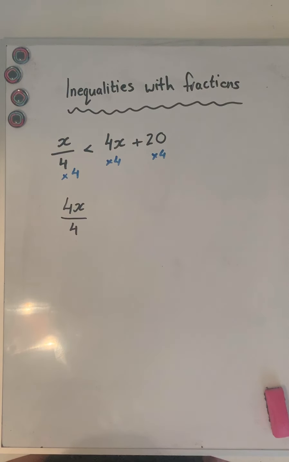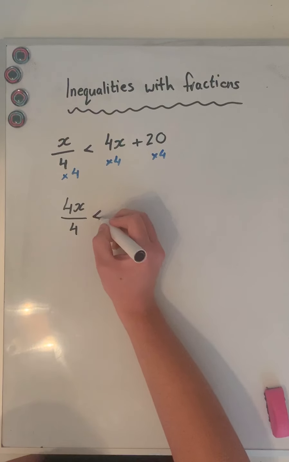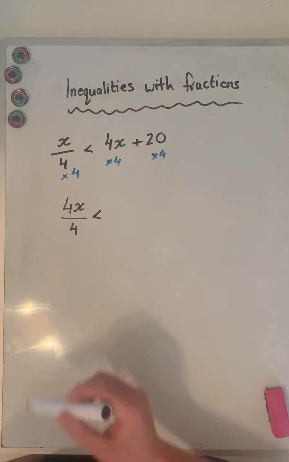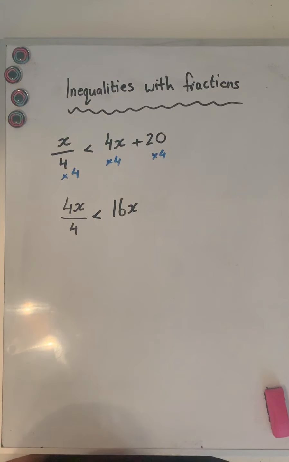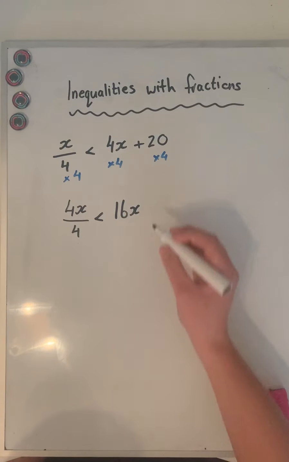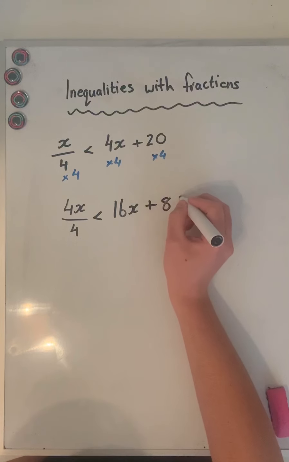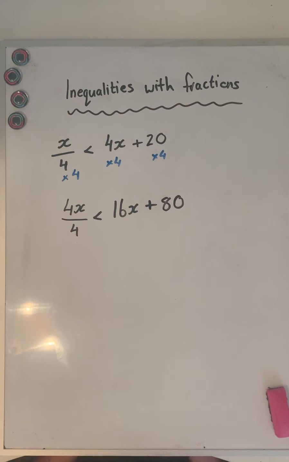Just this next step. It's still less than 4x multiplied by 4, which would give me 16x, and 20 multiplied by 4 would give me 80. When we're doing these examples, if you want to just watch the full first example, then pause the video and maybe copy it down if you prefer to do that, and that's fine.